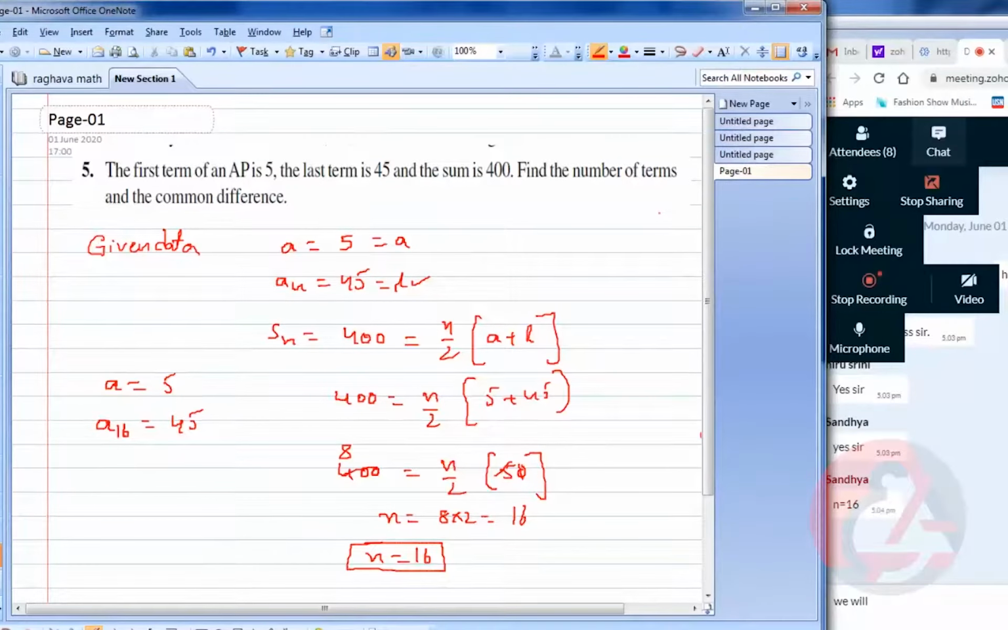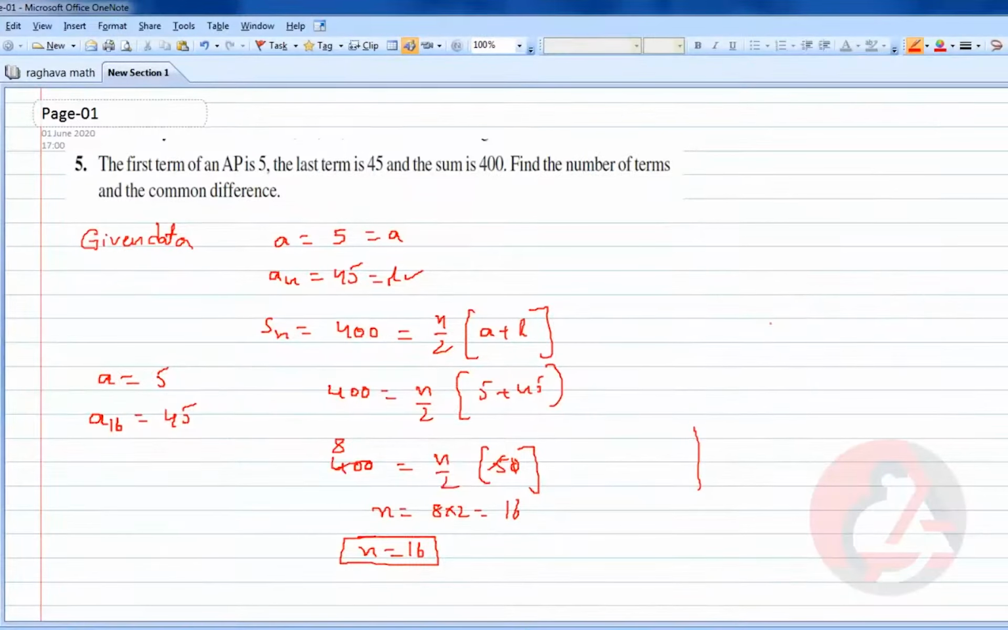Hope everyone can see the screen properly. What is the common difference? How to find out the common difference here? Please unmute yourself. Sir, by using Sn is equal to n by 2 into 2a plus n minus 1 into d, or is there any alternate method to find out the common difference?